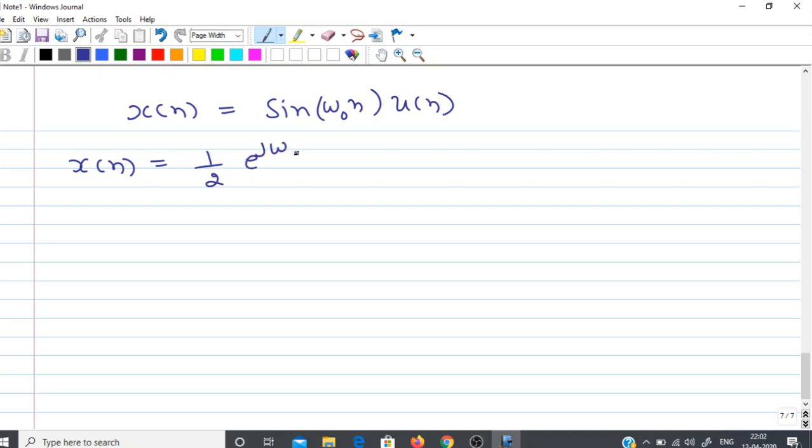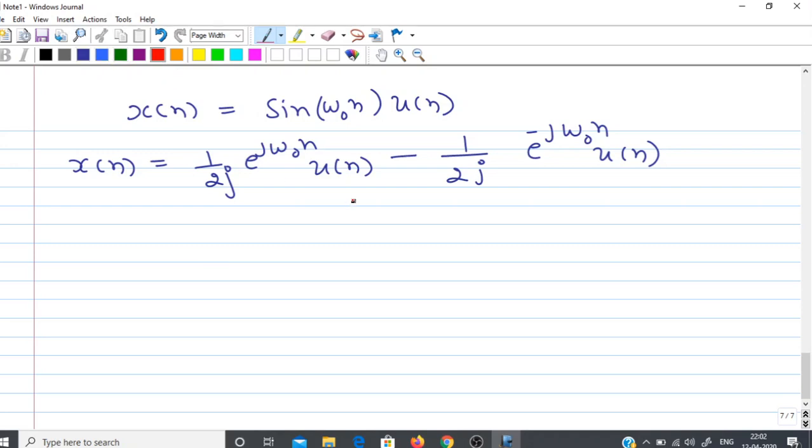On the same lines, can we obtain the Z transform of the sequence x[n] equals sine omega naught n u[n]? So again, we make use of Euler's identity, and x[n] can be written as half e to the power j omega naught n u[n]. Not half, this time there should be 1 upon 2j, minus 1 upon 2j e to the power minus j omega naught n u[n].